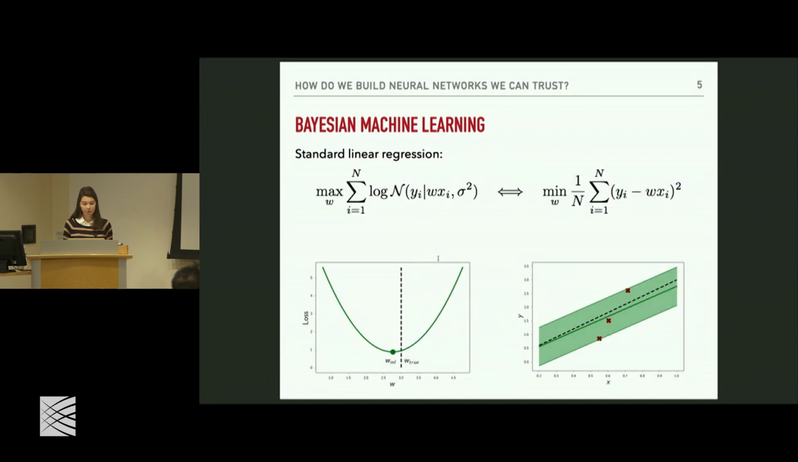In the standard machine learning approach, we would want to find the setting of parameters w that would maximize the likelihood function of the observed data. In our case, it is a Gaussian likelihood, and optimizing this function with respect to w is also equivalent to minimizing the simple mean squared error between the observed target variables and the scaled inputs wx.